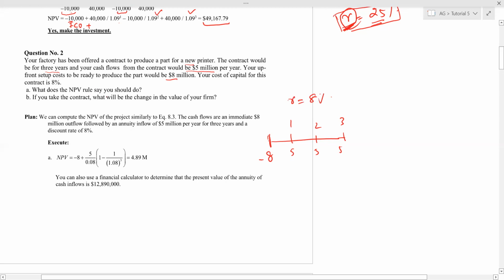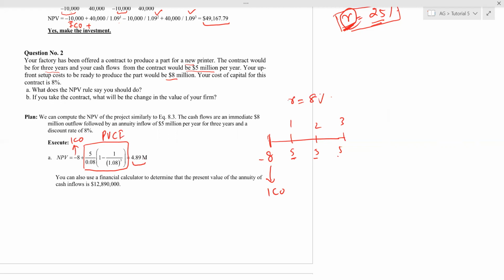We should calculate the NPV because this is an annuity, and instead of doing the single discounting for each of the cash flows, we can apply the present value of annuity formula, this part. So this is the present value of cash inflow, and this is the initial cash outflow. So the difference is 4.89. So it means that we should accept the project because our NPV is positive.